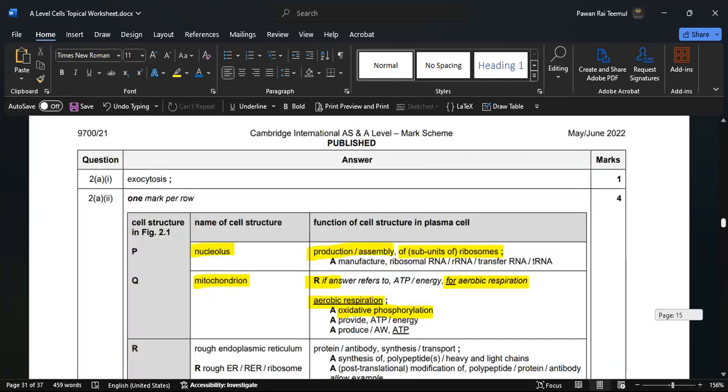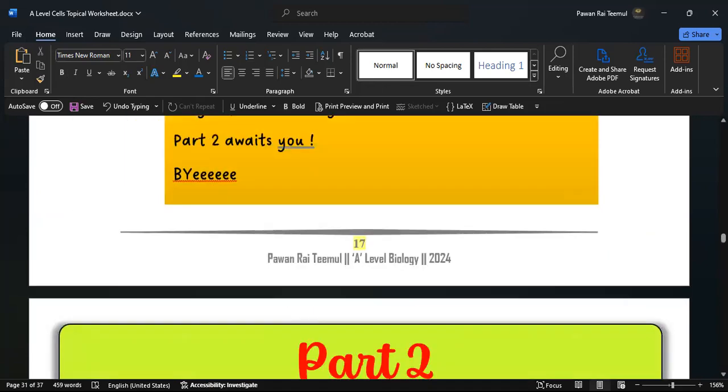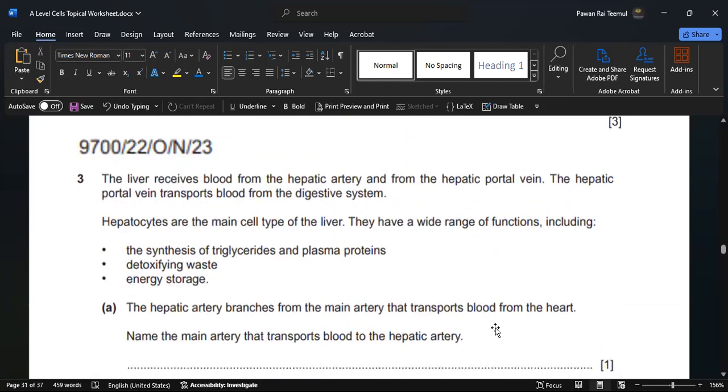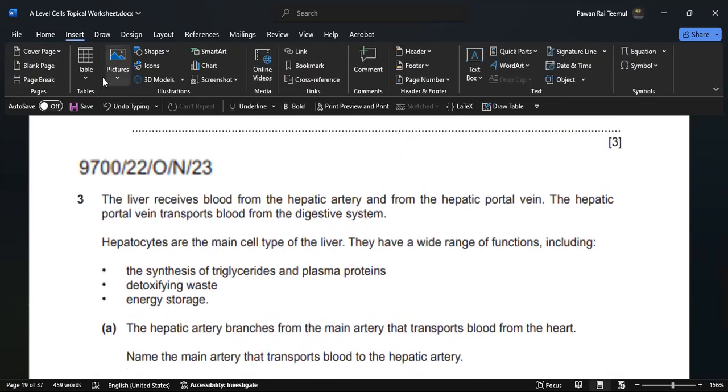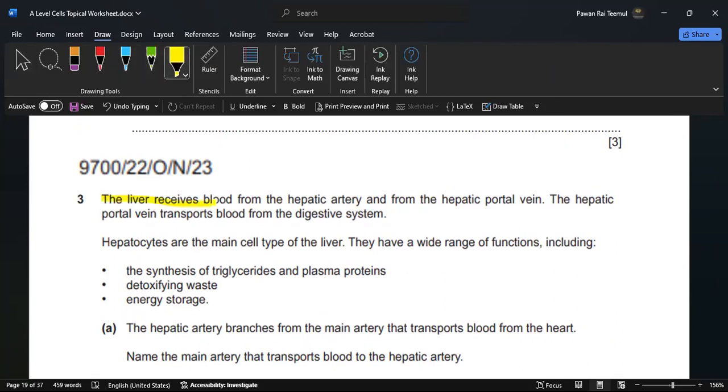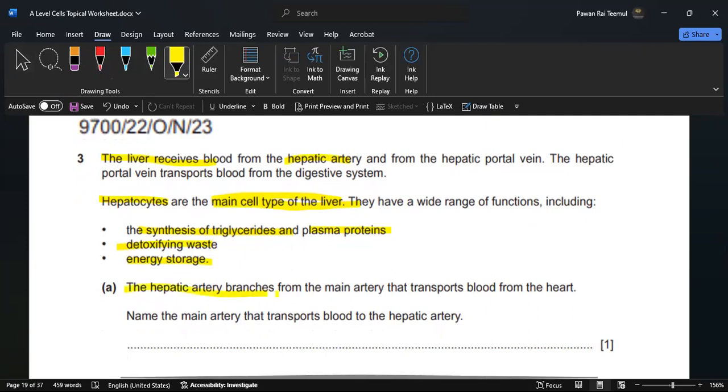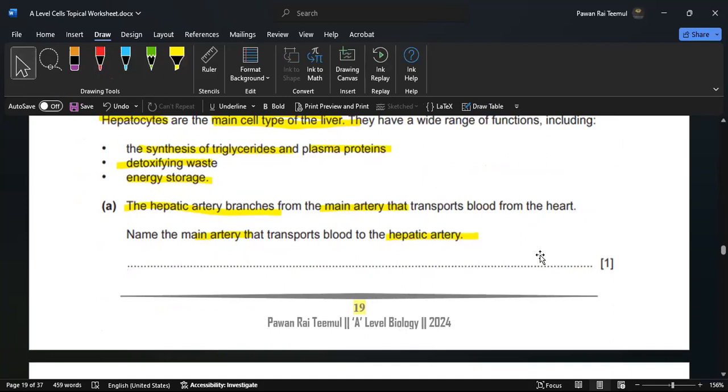Now let us get back to the next question. Next question. All right. Now the liver receives blood from the hepatic artery and so on. Hepatocytes are the main cell type of the liver, with synthesis of triglyceride and plasma proteins, detoxification, and energy storage. The hepatic artery branches from the main artery that transports blood from the heart. Name the main artery that transports blood to the hepatic artery. It should be the main artery.